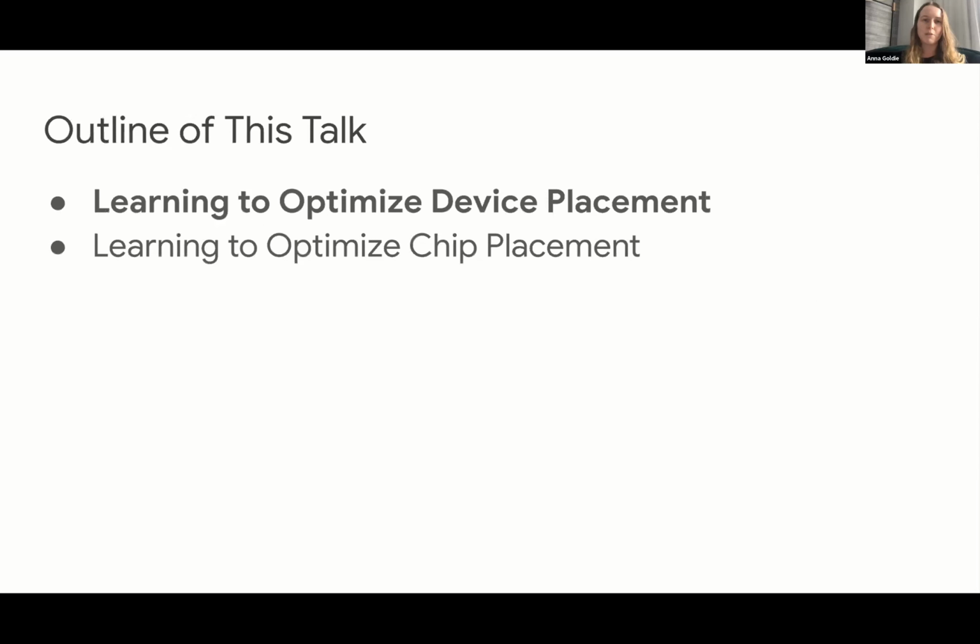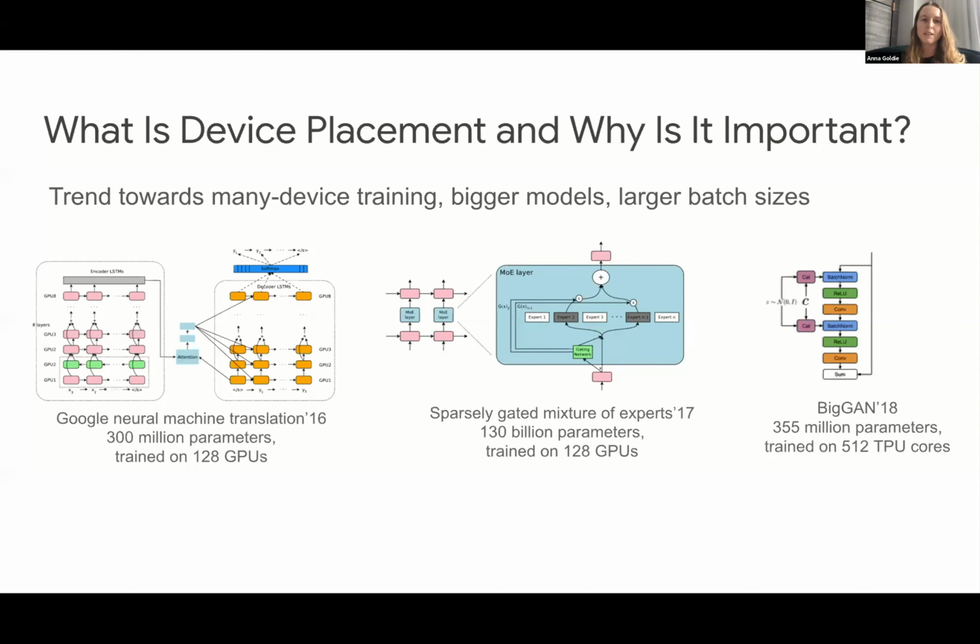So in this talk, I want to go over 2 case studies of combinatorial optimization problems in system design, and machine learning approaches that we took to solve them or to generate more effective solutions to these problems. The first I'm going to talk about is device placement, or model parallelism. And so what is that, and why should we care about it?